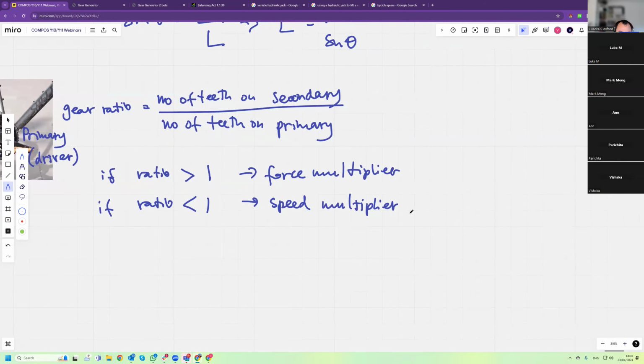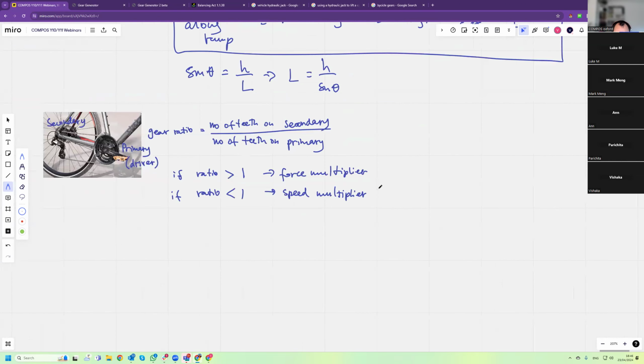In the case of a bicycle, a force multiplier is when you want to go slowly up a steep hill, and this is when you go fast on a level road.